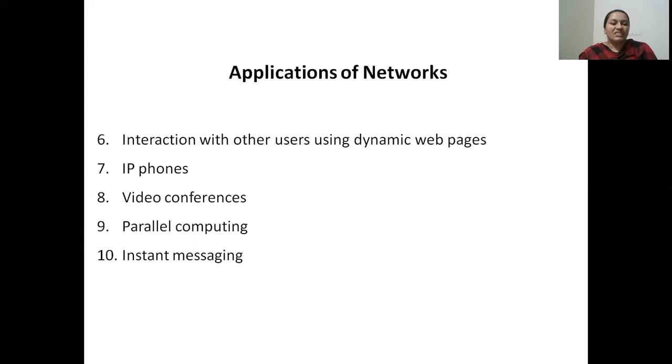Also, instant messaging is another application of network. So you can instantly message any of your friends and have an interactive discussion with them today. So a lot of applications are available for instant messaging. Facebook, WhatsApp, and Telegram are a few examples through which you can do instant messaging on a computer network. So these are a few applications of computer networks.